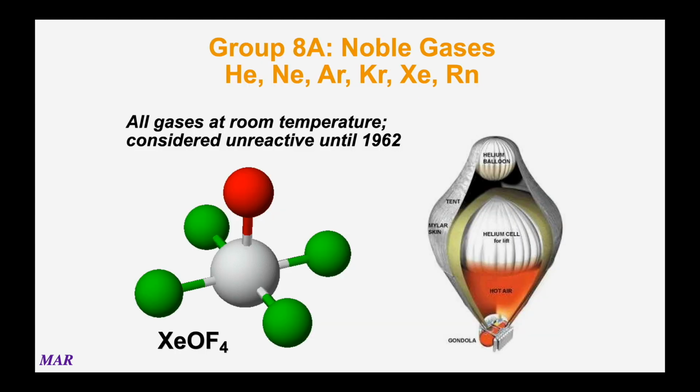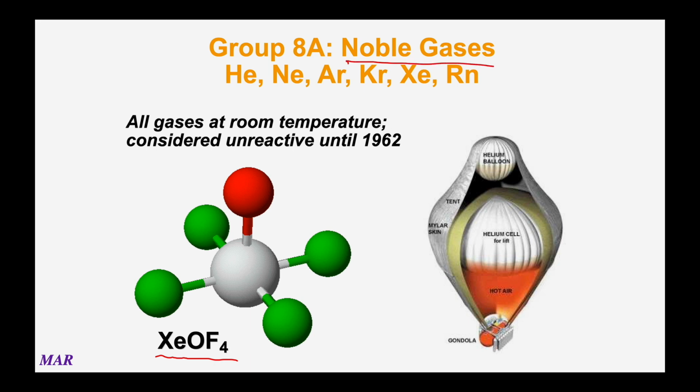Group 8A, the noble gases, are also fascinating. People used to call Group 8A the inert gases because no compounds had ever been made with them. But in the late 50s, early 60s, scientists came out and were able to make compounds with several of them. And this is one of them right here, XeOF4. They also made some other compounds with xenon and some compounds with krypton. So people don't call this group the inert gases anymore because they're not so inert. Now they're just called the noble gases.